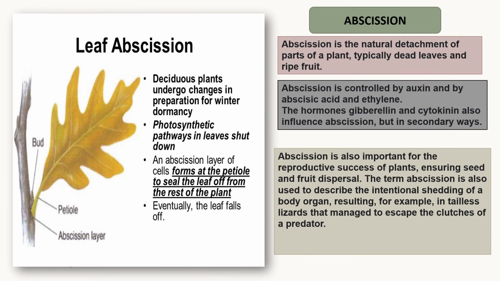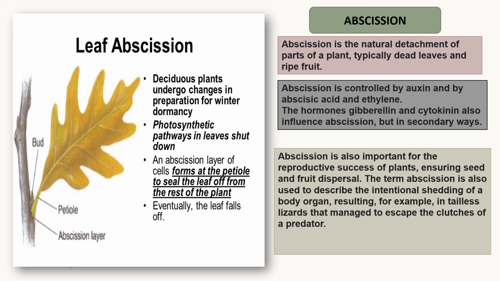And last but not the least topic of this chapter is abscission. What is abscission? Abscission is the natural detachment of parts of a plant, typically dead leaves and ripe fruit. What is the hormonal control of abscission? Abscission is controlled by auxin, abscisic acid, and ethylene. The hormones gibberellin and cytokinin also influence abscission, but in secondary ways.